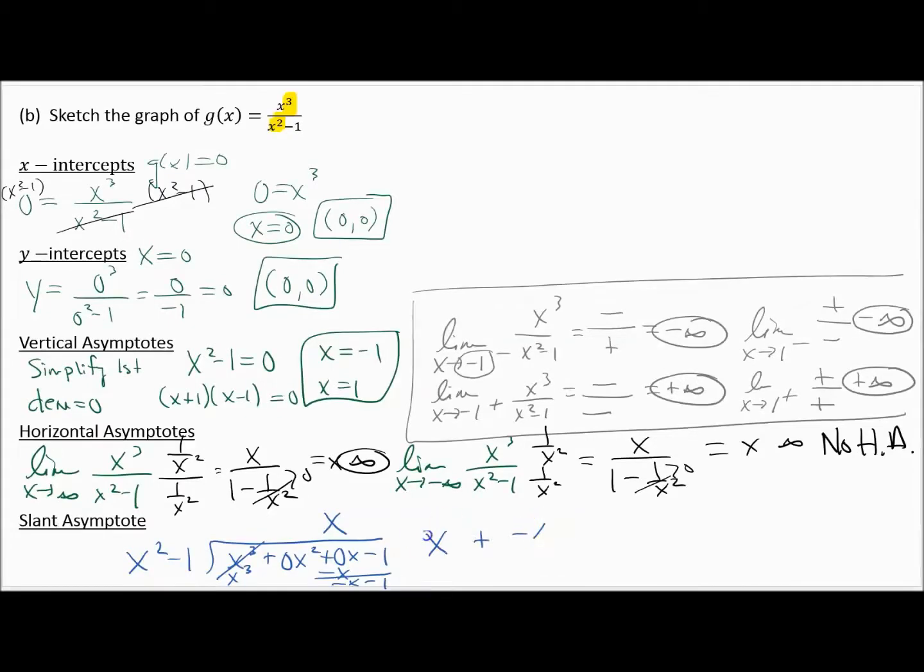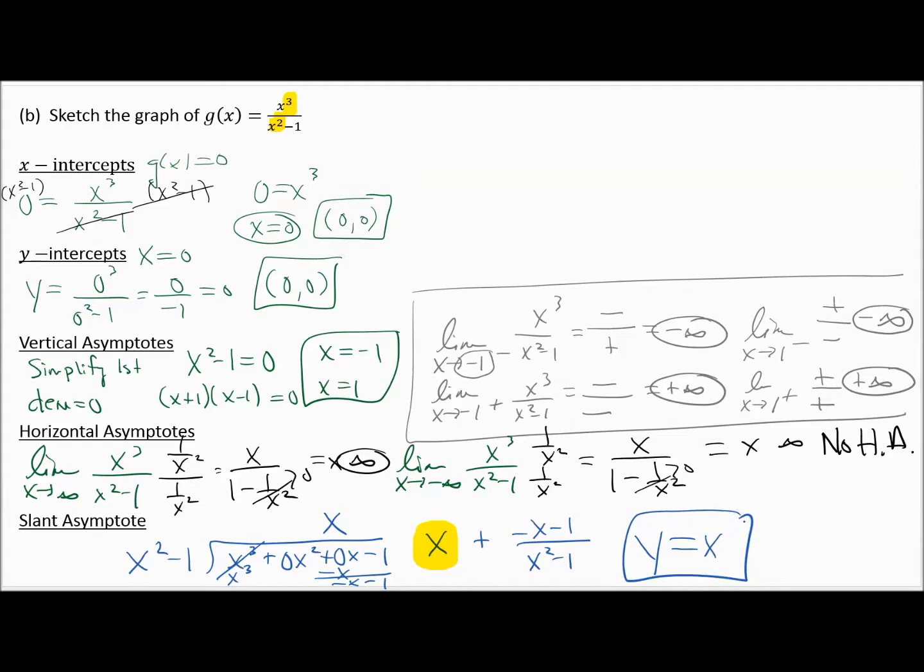Now, when I do my division, my answer is x plus my remainder, negative x minus 1 divided by x squared minus 1. Y'all, all that matters is this guy right here, your quotient. Don't get hung up on your remainder. All that matters is your quotient. So we have a slant asymptote of y equals x.